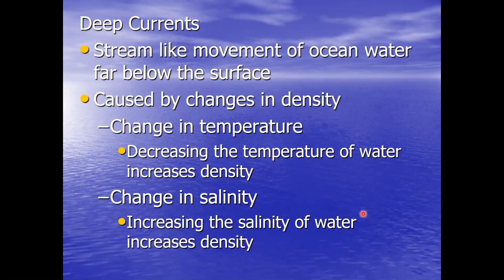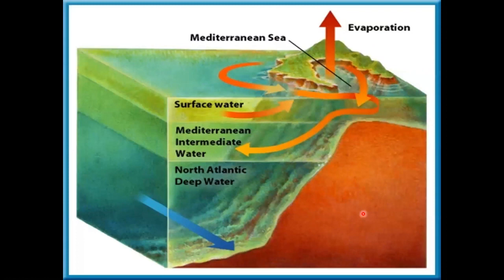It can also occur because of changes in salinity. Again, increasing the salinity increases the density. So this can also drive the deep sea currents. So what we can see here in this diagram, the surface currents are occurring in the top couple hundred meters of the water. When I'm talking about deep sea currents, I'm talking about the bottom of the ocean, okay? Bottom of the ocean.